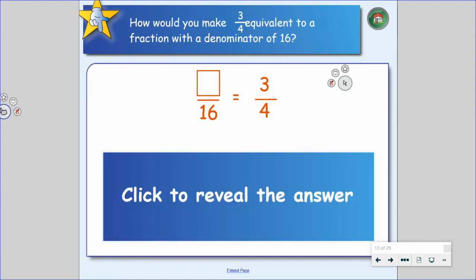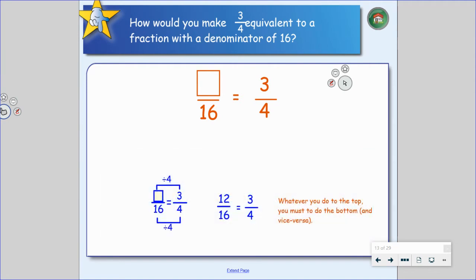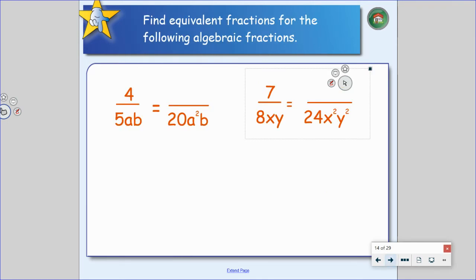In this case, you may either go to the left or to the right. I'm not really happy with going to the left personally, but you can think of it as dividing, or you can go the other way and say 4 times what is 16. And in this case, it'd be multiplied by 4, and therefore 3 times 4 is 12.